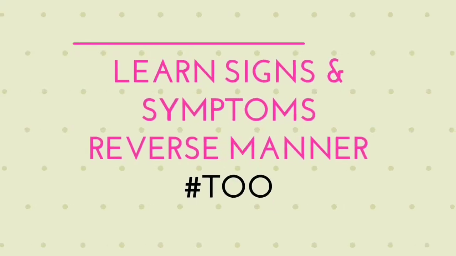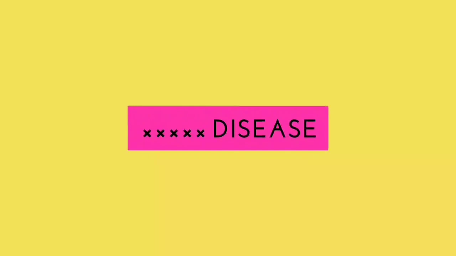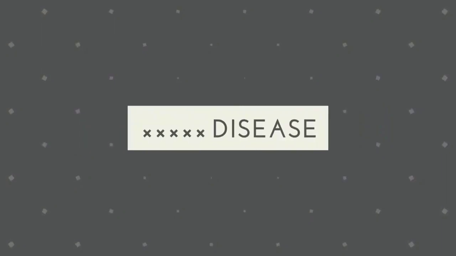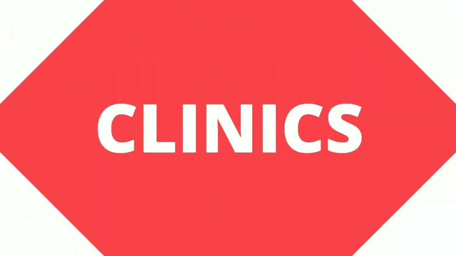Next is an interesting thing. Learn signs and symptoms in the reverse manner too. Usually, we learn like X disease presents with symptoms like 1, 2, 3, etc. Try to learn in the reverse manner, like if a patient presents you with symptoms like 1, 2, and 3, then mostly it will be X disease. And this is how you diagnose a case in clinics, and this helps in your clinics.